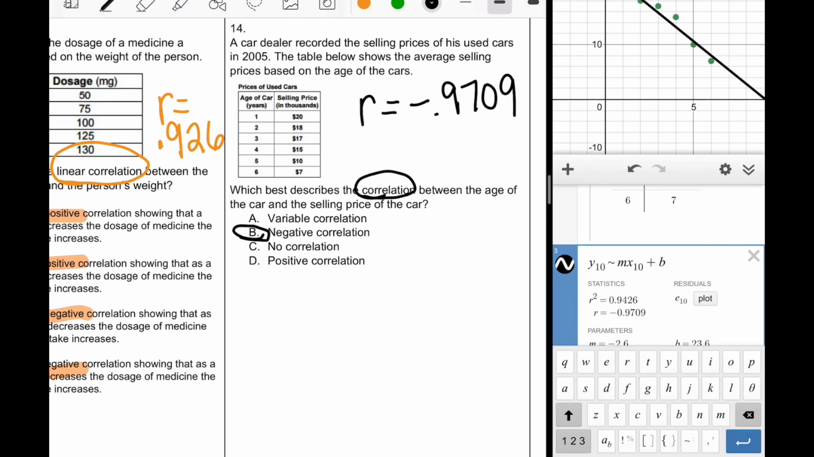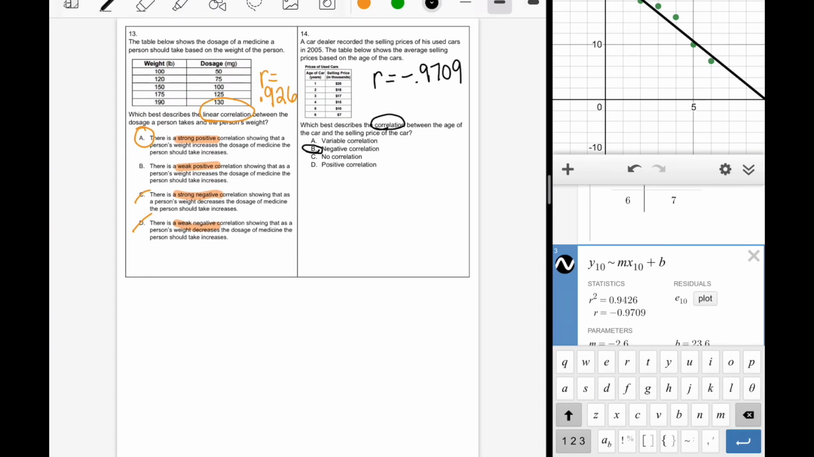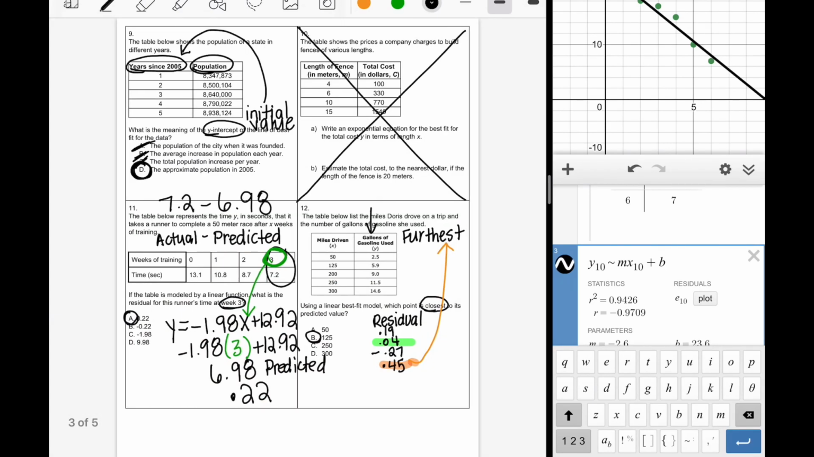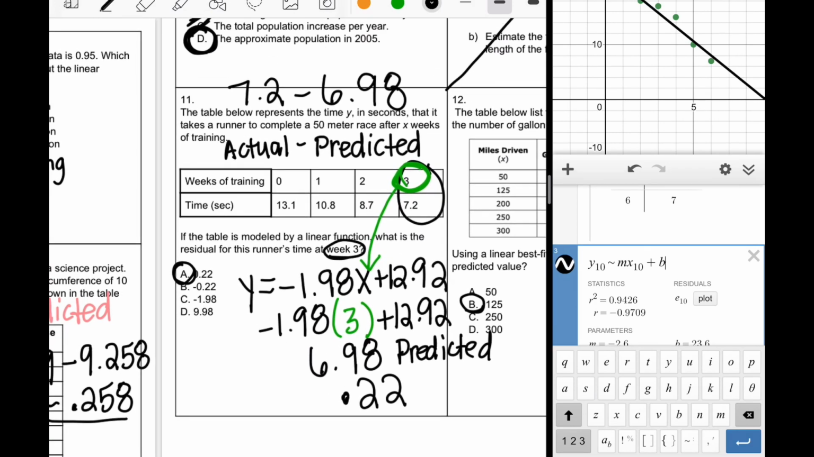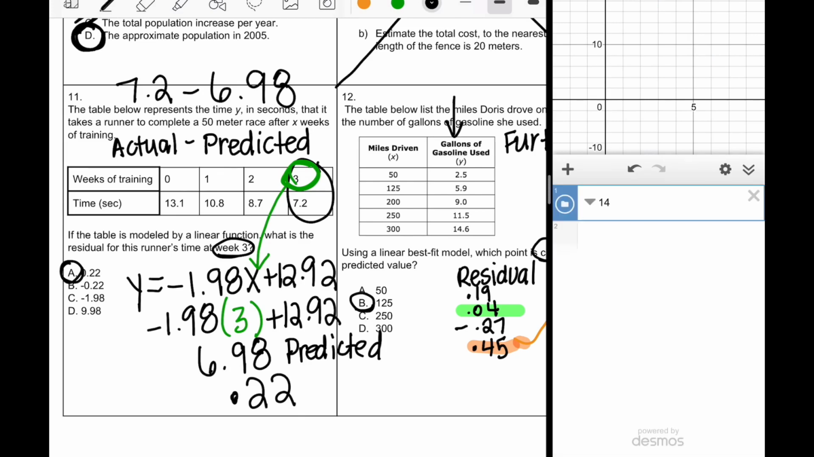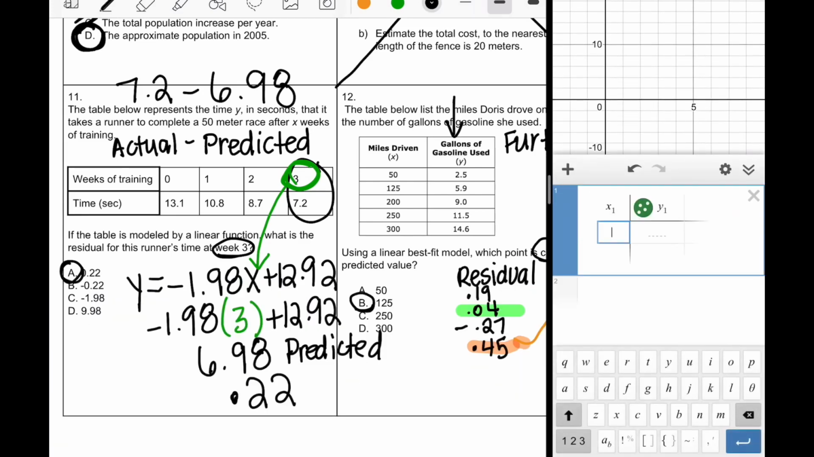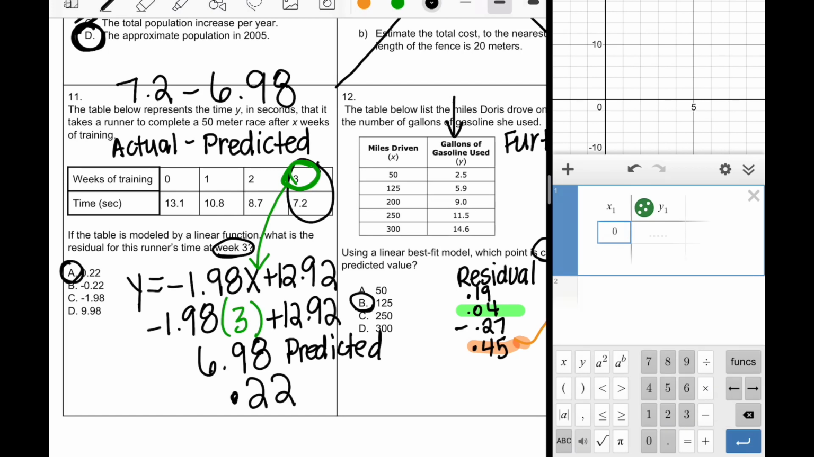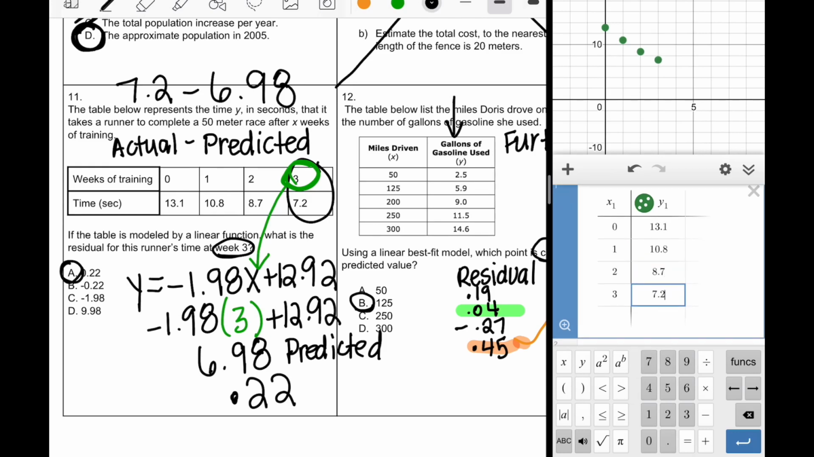If you have any questions about any of these examples, please let us know. If you have any questions about the residual button, let's go back and look at number 11. If I put this back in, I can definitely use my residual plot to find that residual value. I don't have to find it by hand, but I still have to know what it means in order to calculate each particular piece.